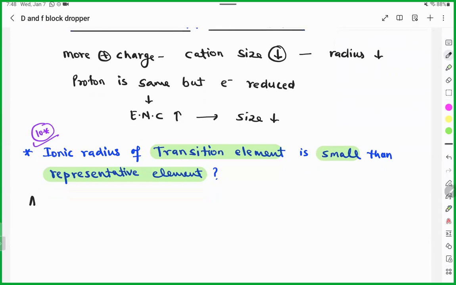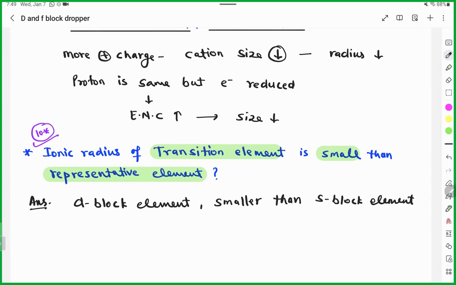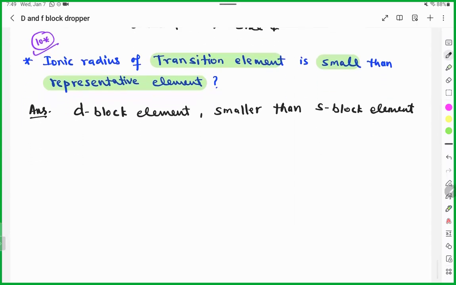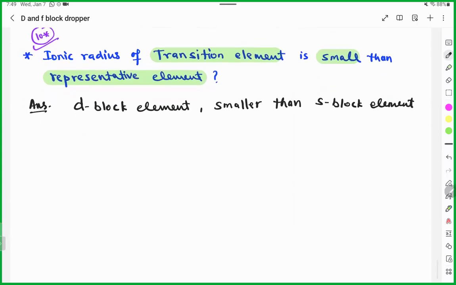No. The answer is, we definitely know that D block will be smaller than the S block element. If you consider D block element, then along the period size decreases, so always smaller than S block element. So there is no doubt about this. But the problem is why it is smaller than P block, because logically it should be bigger than P block. So what makes sense? Why? That's what I was asking.